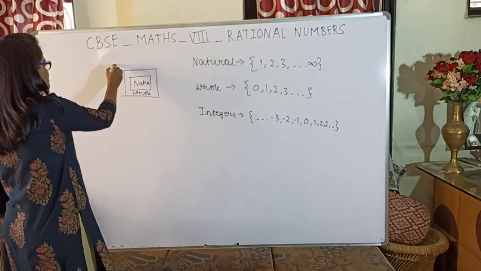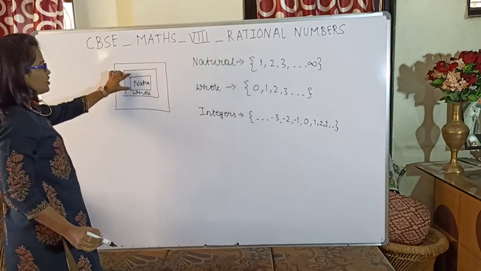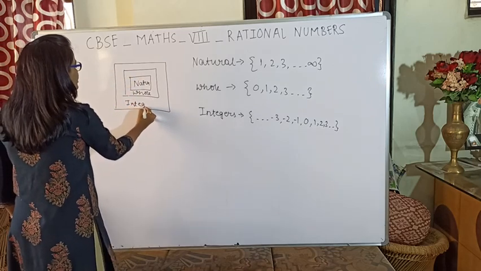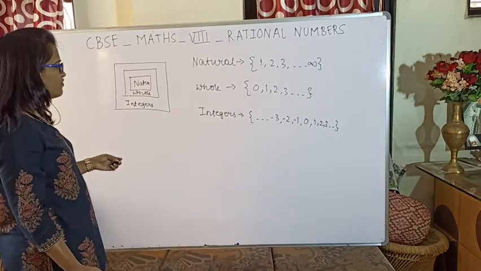So now where will this be represented in our set diagram? It will be including natural numbers, whole numbers, and also some other negative numbers, hence they are called as integers. Okay, so this you have learned until now.